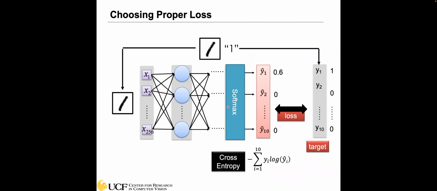Okay, so back to the digit classification. Before we were using the squared error, now we are using cross entropy, and that's the loss we'll use to compute over your training set. So for the classification problem, typically we use cross entropy. Mean squared error is mostly used for regression problems.